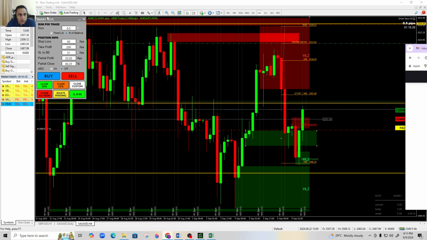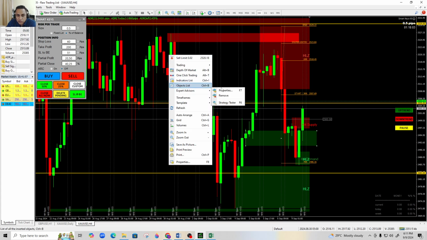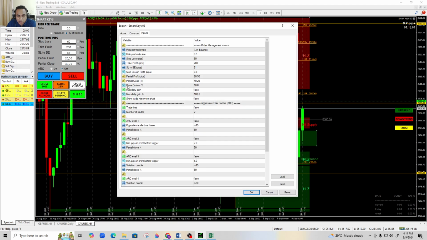All right, so here now we have a trade open here. I just want to close this trade. I go and click on delete pending, and the trade gets closed. If I click while a trade is active, if I click on 50% or 25% or custom close, it will close percentages of my trade. So it will close 25, it will close 50%, and for my close custom, I've set it at 10%. That's close custom at 10%, right? So that's the input for this trade manager.